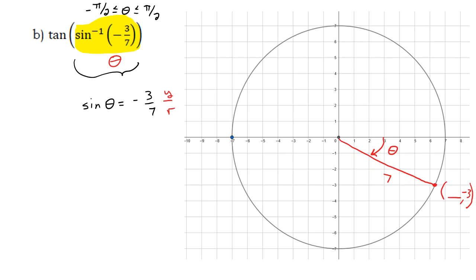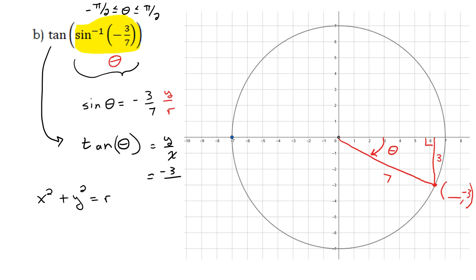Looking at the bigger problem, I'm trying to find the tangent of theta, that theta that's in my picture. That's going to be y over x. I already know the y value is -3, so all I have to figure out is the x value. I can do that by thinking about a right triangle here, or I could use x squared plus y squared equals r squared.